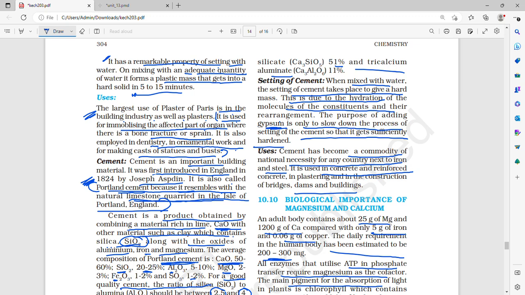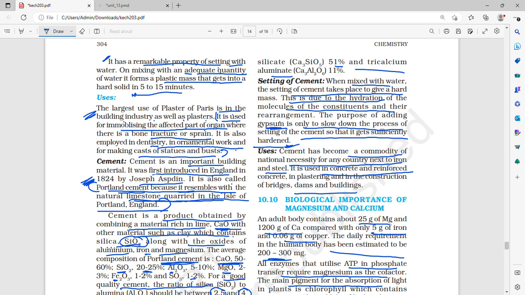Setting of cement. When mixed with water, the setting of cement takes place to give a hard mass. This is due to hydration of the molecules of the constituents and their rearrangement. When the cement is mixed with water, setting takes place to give us a very hard mass. Why is this? This is due to the hydration of molecules of the constituents and their rearrangement. The purpose of adding gypsum is to slow down the process of setting of cement so that it gets sufficiently hardened.